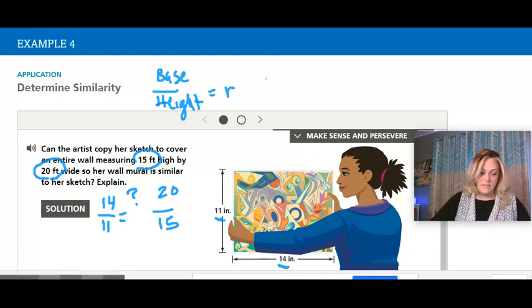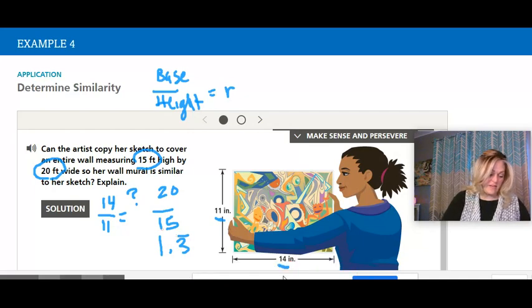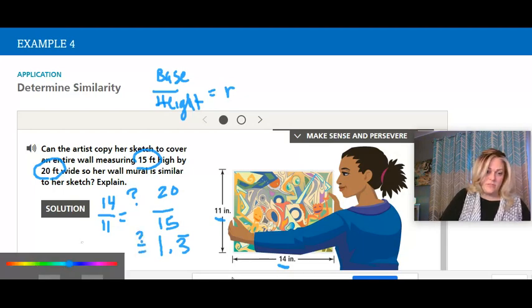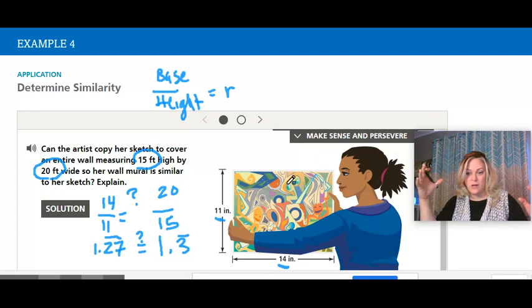So when I look at these numbers and I put them in a calculator, like 20 divided by 15, I'm like, okay, it's 1.3 repeating. And if I do 14 divided by 11, and I'm just literally plugging them into the calculator, does that equal 1.27? And the 1.27 is repeating. I'm like, no, those aren't the same. So obviously this mural that's on here will not be able to fit perfectly on this wall into a mural that covers the entire wall.